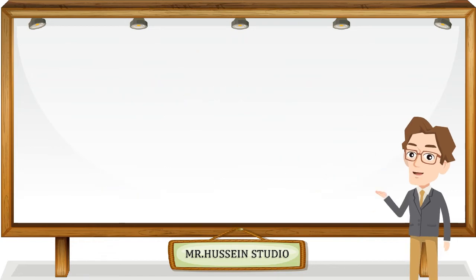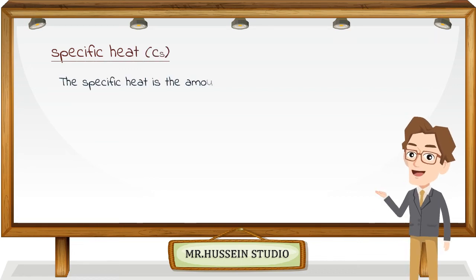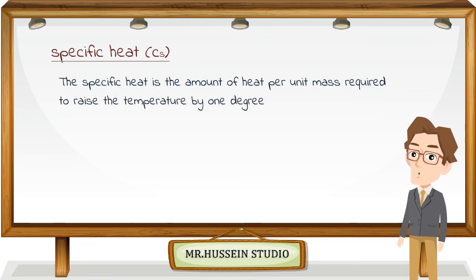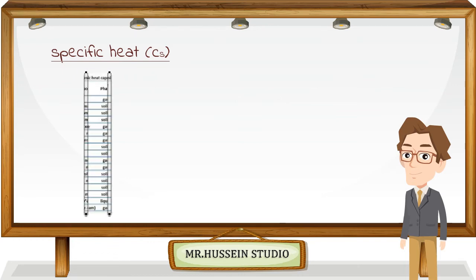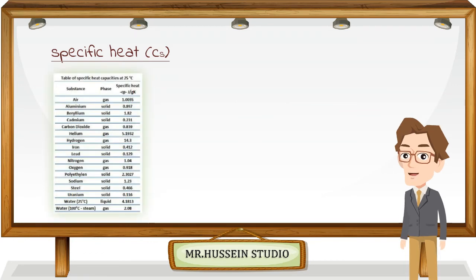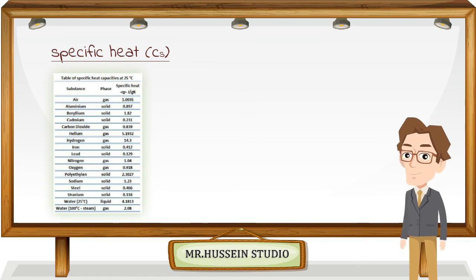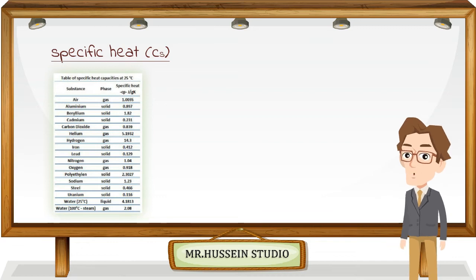Let's move to another important topic: specific heat. The specific heat is the amount of heat per unit mass required to raise the temperature by 1 degree Celsius. As we see in this table, specific heat is specific to each substance, and water always has a specific heat higher than the others.